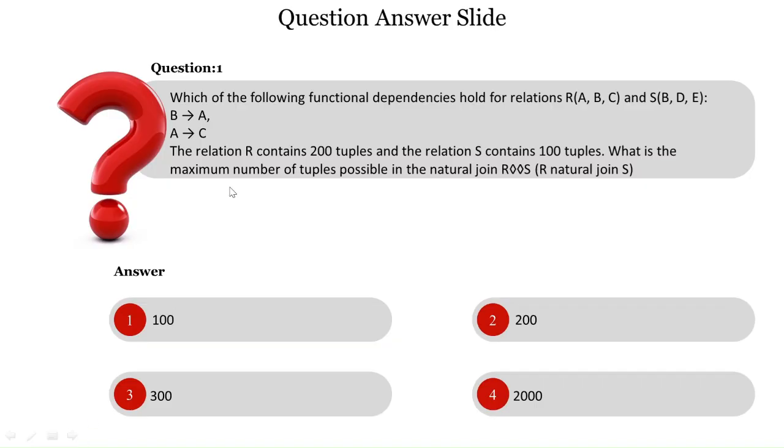Okay, the next question. Which of the following functional dependencies holds for relations R(A, B, C) and S(B, D, E)? B implies A, A implies C. The relation R contains 200 tuples and the relation S contains 100 tuples. What is the maximum number of tuples possible in the natural join R natural join S? The answer would be 100. And here is the explanation.